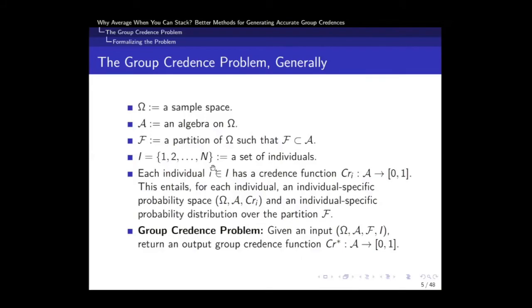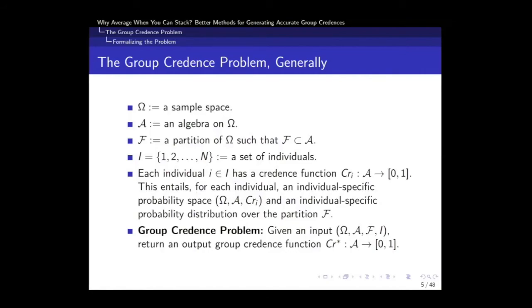Each individual has a credence function from the algebra into the unit interval. This entails for each individual a particular probability space defined with respect to that sample space, the algebra and their individual credence function, and an individual-specific probability distribution over this partition.